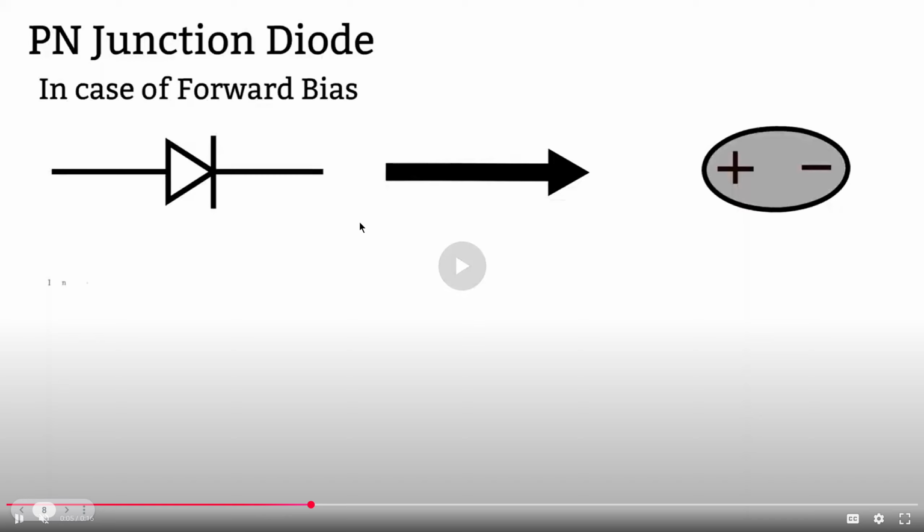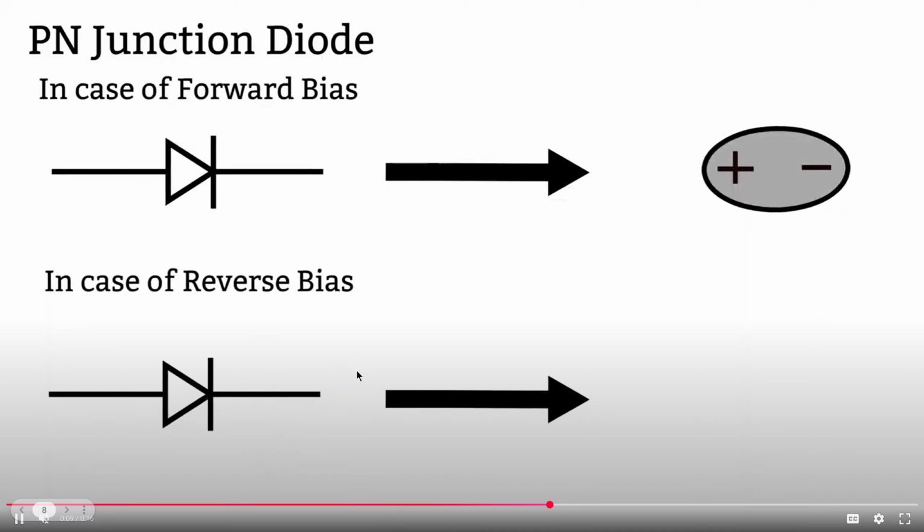And in reverse bias, the normal diode is replaced by an open circuit. Here is the open circuit because no current is conducted actually. Later we find that.